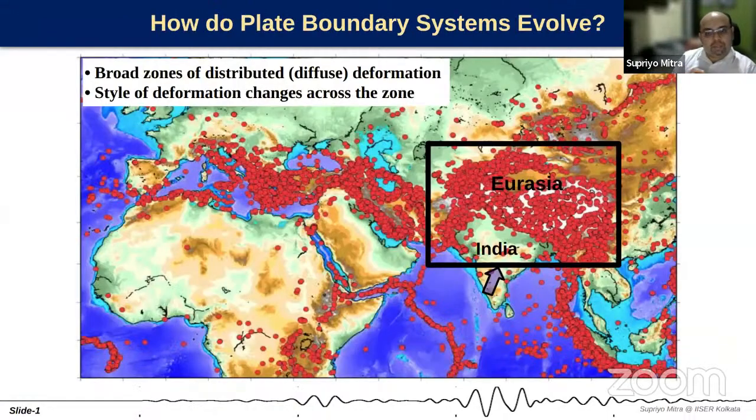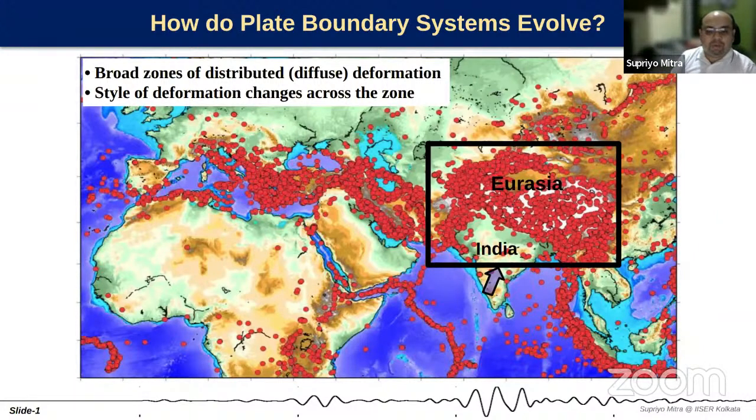So to start with, this is the big picture question that we ask: how do plate boundary systems evolve? What you see here is a map of earthquakes across the Alpine-Himalayan belt. The red dots are all the earthquakes in the last 50 years which are of magnitude greater than 5. Once you look at a map like this, what is remarkable is the difference in distribution of these earthquakes in the oceans and in the continents.